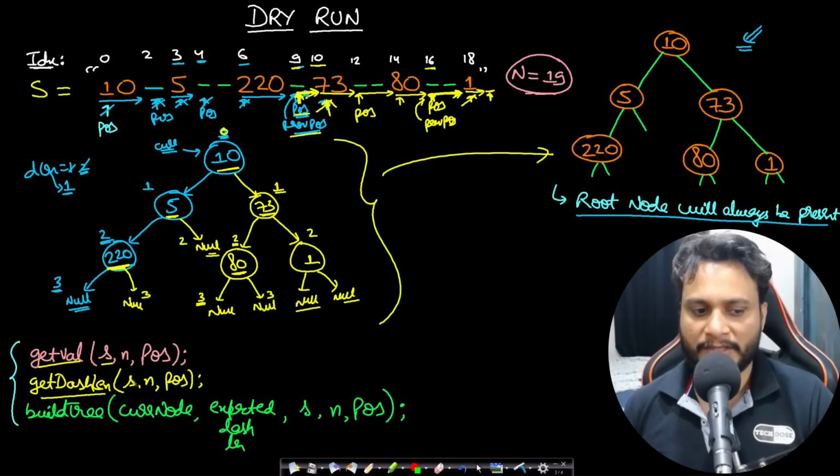So the string is actually the traversal string. N is the length of the traversal string. Position is the position pointer. Okay. And we are passing it by reference.